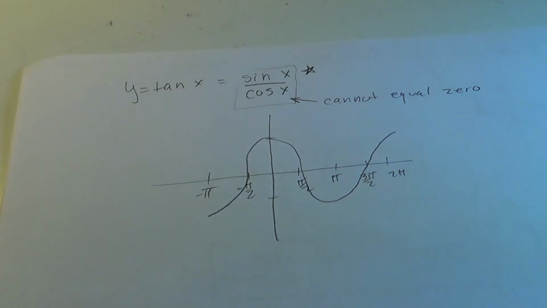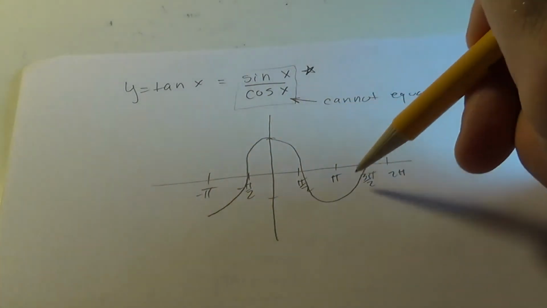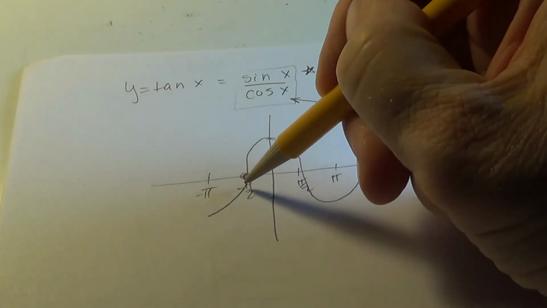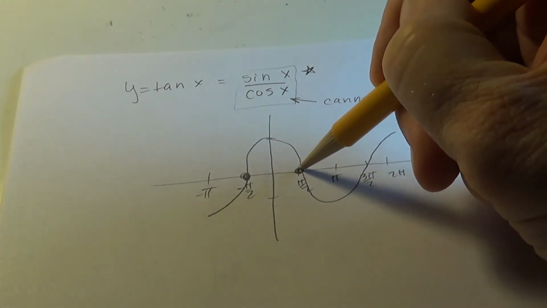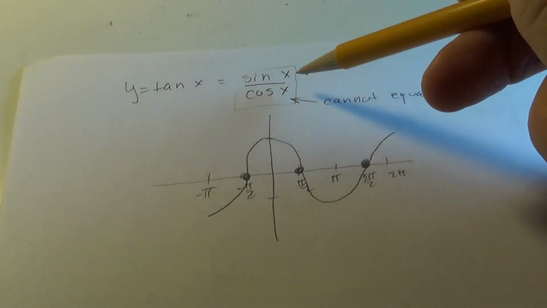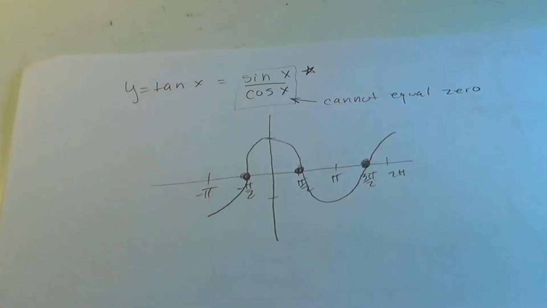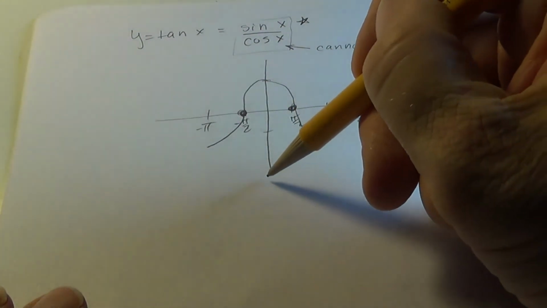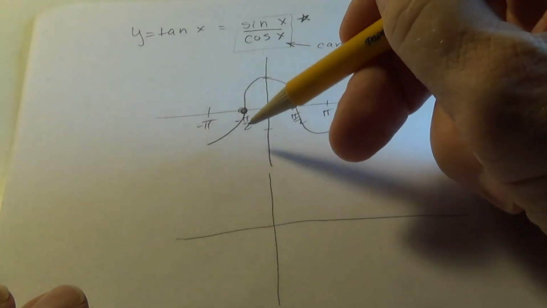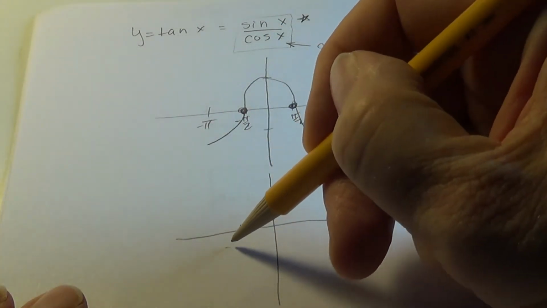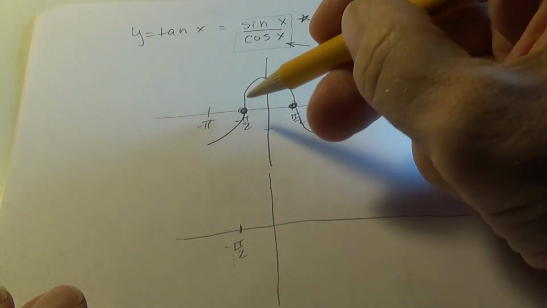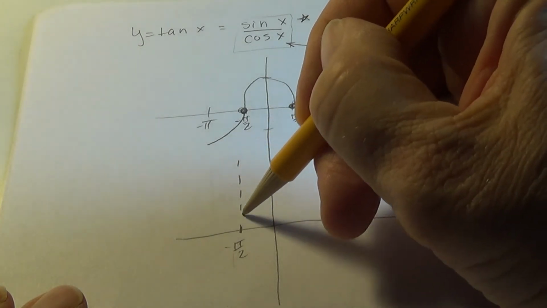So notice there are times when this cosine curve equals 0, and that's right here at negative pi over 2, right here at pi over 2, and right here on 3 pi over 2. But I said that can't happen. So right under this, and I almost always pair these up, wherever this one crosses 0, I'm going to line up this one right under it. And this becomes an asymptote.